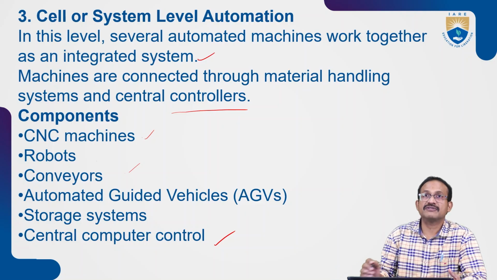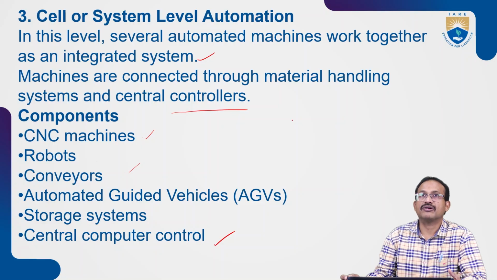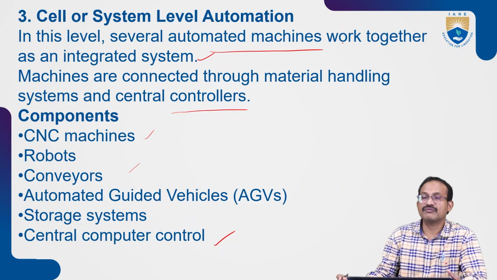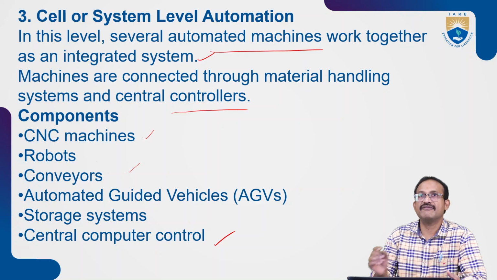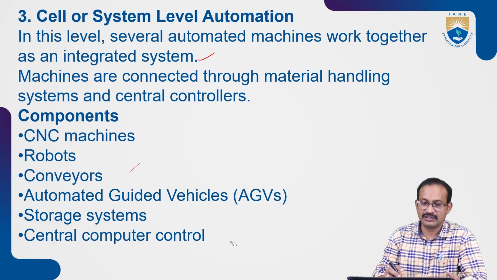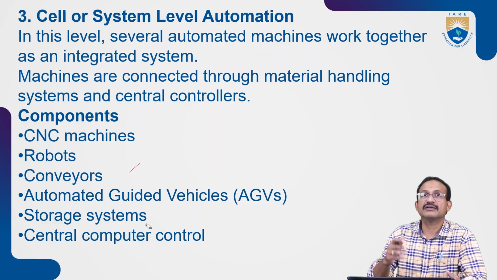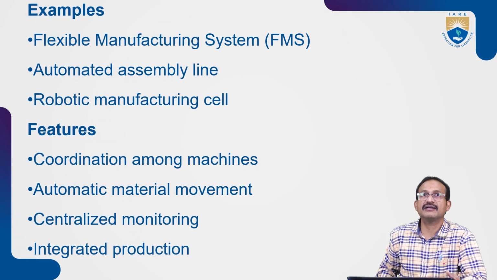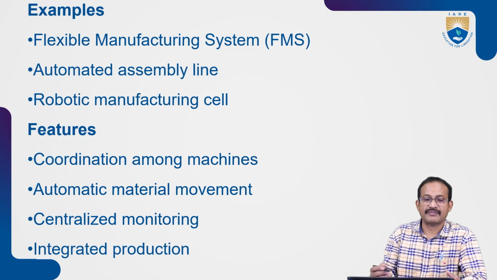The first one is device level automation, the second one is machine level automation, and this is cell or system level automation. Here several automated machines work together. In machine level, there is only a single machine. In device level, only the device actuators and sensors work. So here the application and its features are increasing.